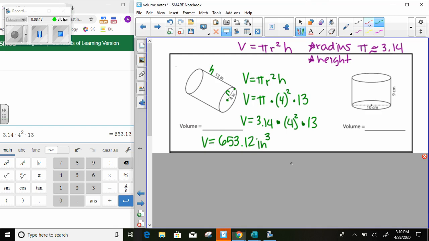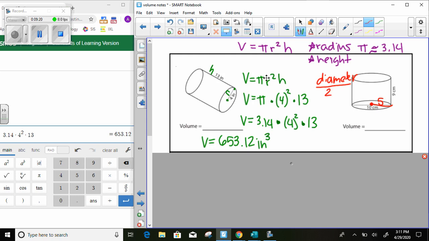For this figure that we have here, we have a cylinder again. The difference of this cylinder and the previous one is in this one we're given the diameter. So we're given the length all the way across that bottom of the circle. So in order to get our radius, we need to go from the center point out. So it's going to be half of our diameter. So our radius is actually going to be 5, because we take the diameter and we divide it by 2.